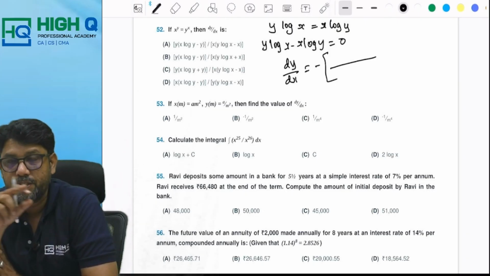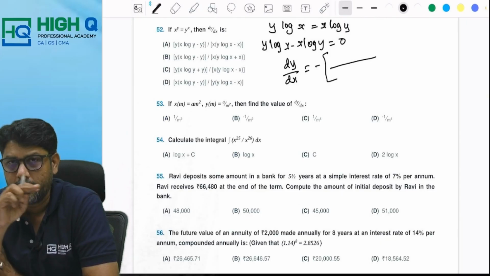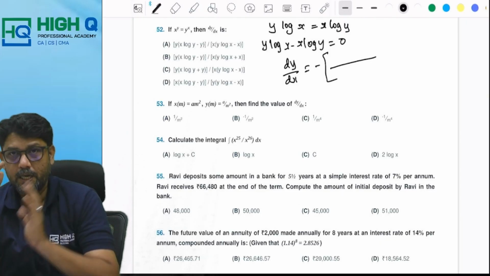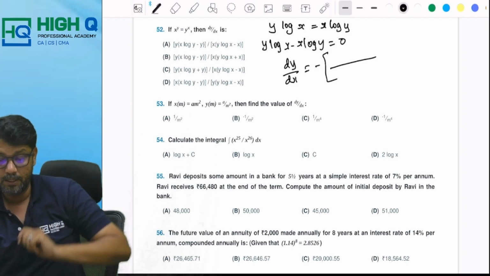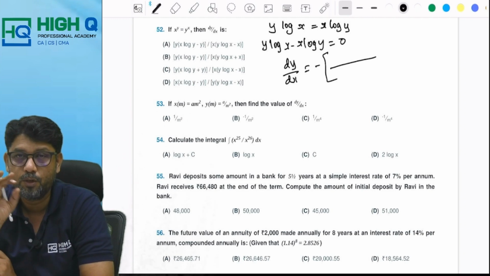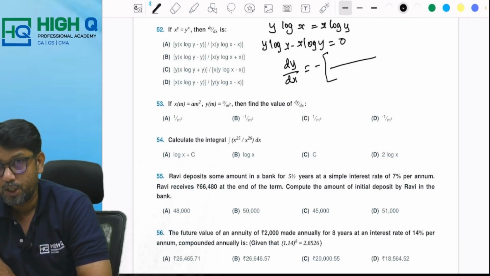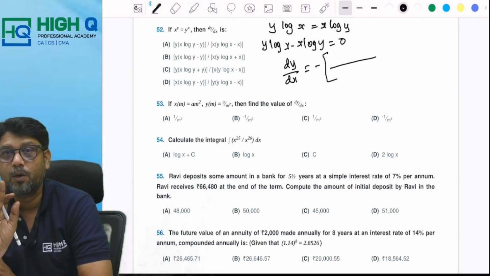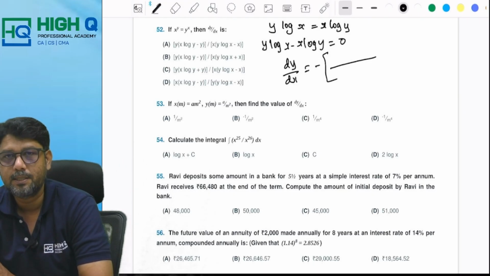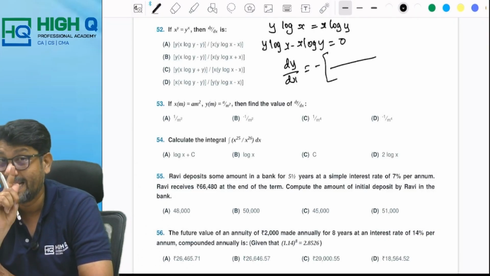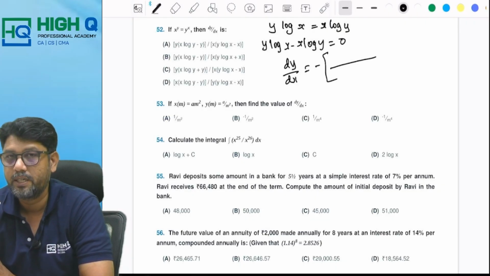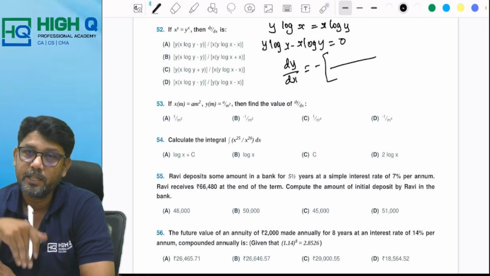Open the brackets. In the numerator, differentiate the function. For the numerator there is one rule, and for the denominator there is a different rule. What is the rule? I'll tell you. For the numerator, differentiate only x. Keep y constant. Don't touch y. y as it is. If log y is there, keep log y only. y square, keep as it is. Only x: if x is there, only differentiate x.